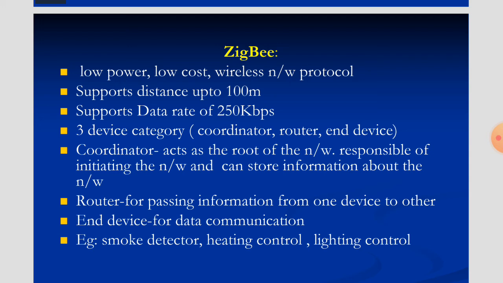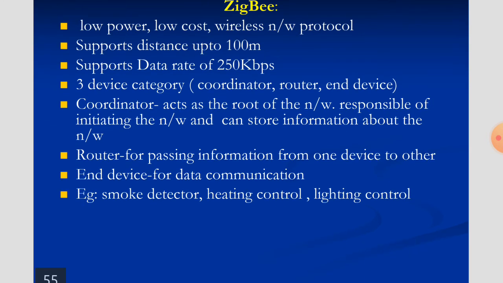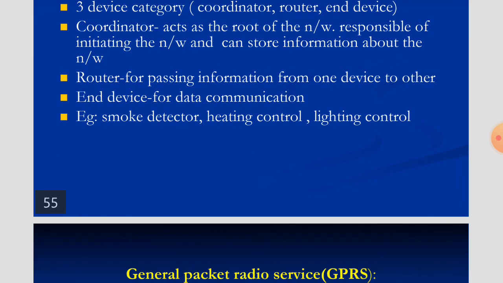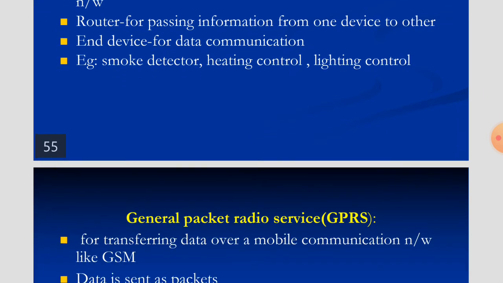The coordinator is responsible for initiating the network and storing the information of the network. Routers pass the information from one device to another device. The end device is for data communications. Examples are smoke detectors, heating controls and lighting controls.